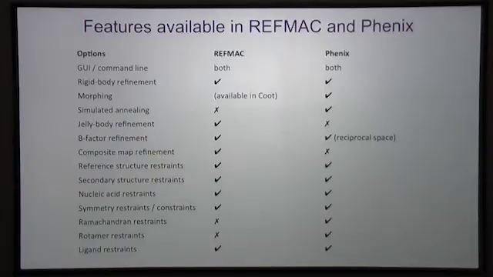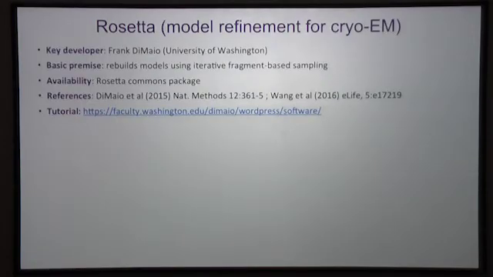So there's many different features to these packages, and you really perhaps want to consider exactly what you want to do, or maybe try both when choosing which refinement program to use. And then you also have Rosetta. Rosetta rebuilds your model using this fragment-based sampling.